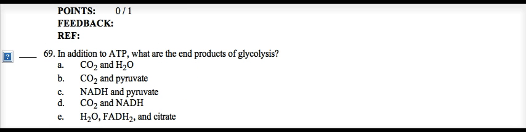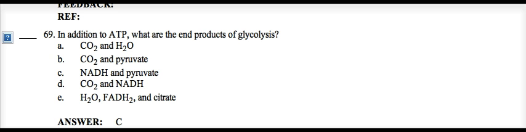Number 69. In addition to ATP, what are the end products of glycolysis? Carbon dioxide and water, carbon dioxide and pyruvate, NADH and pyruvate, carbon dioxide and NADH, water, FADH2, and citrate. What do you think? Pause at this point. Okay, now I'm going to give you the answer. The answer is, of course, C.